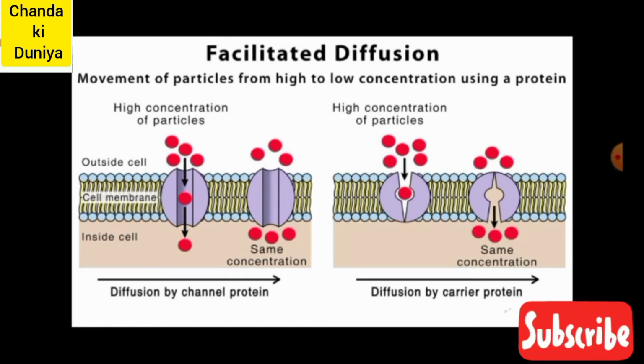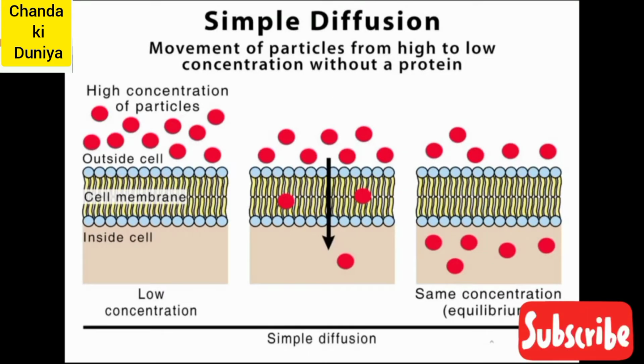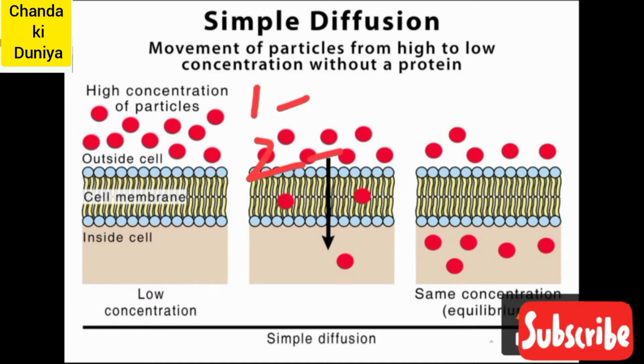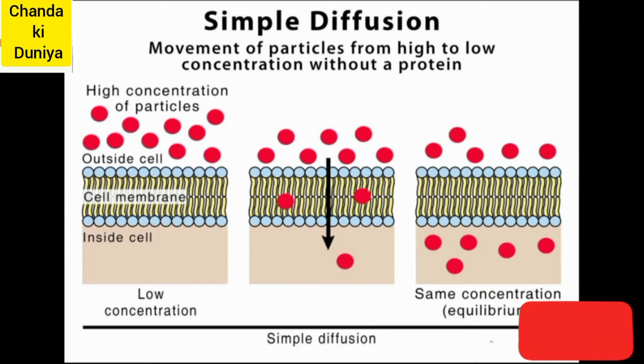So let's start. There are two types of movement across the cell membrane. Number 1 is active transport and number 2 is passive transport. First we will learn about passive transport. There are two different types of passive transportation. Number 1 is simple diffusion and number 2 is facilitated diffusion. Now what is meant by passive transport and what is meant by active transport? So you must watch this video till the end.